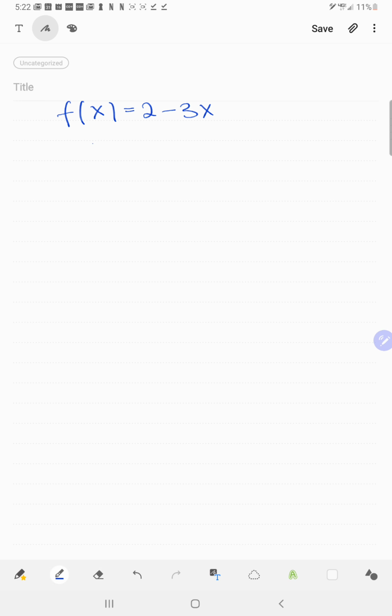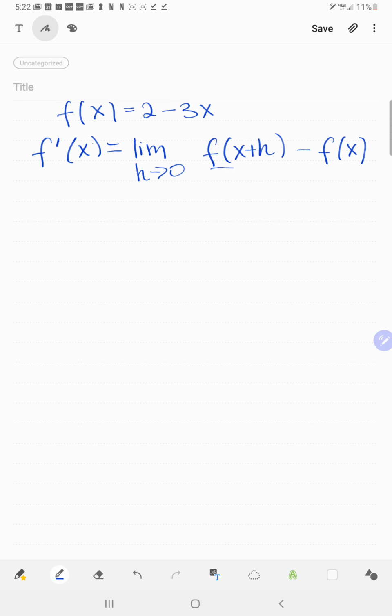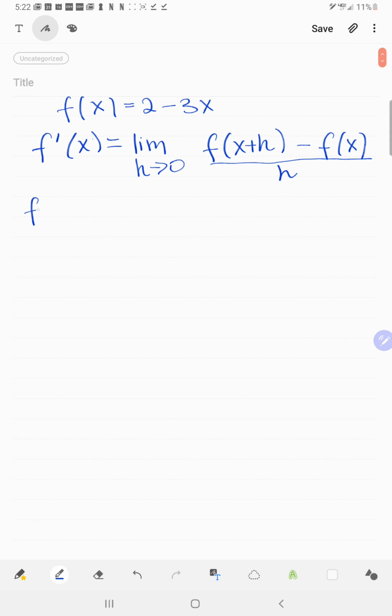So if you remember from class, f prime of x, which is the first derivative, is equal to the limit as h approaches 0 of f of x plus h minus f of x over h. And now we are ready to plug in our value. So I'll keep writing f prime of x, and I'll keep writing the limit until we are ready to substitute.